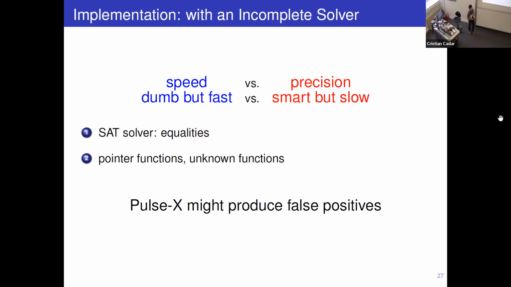Okay, and we are based on the solver that just supports equality logic. Also, in the code there are lots of functions about pointers and null functions that we don't know how to analyze, and we don't have a triple for that. So our tool PulseS might produce false positives. That is the trade-off we chose.